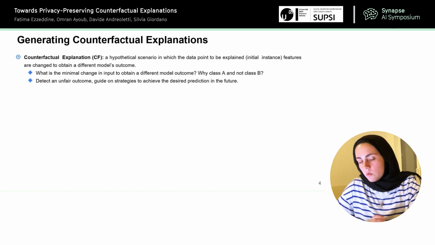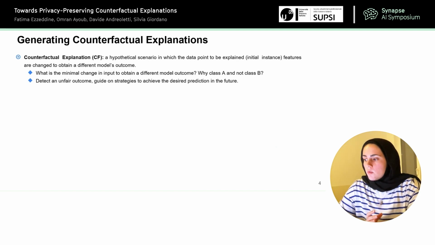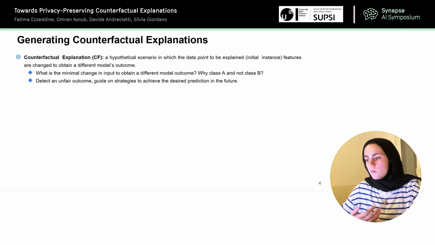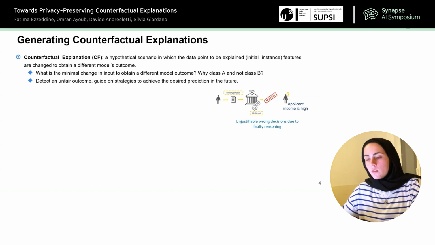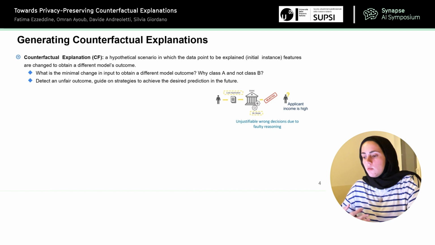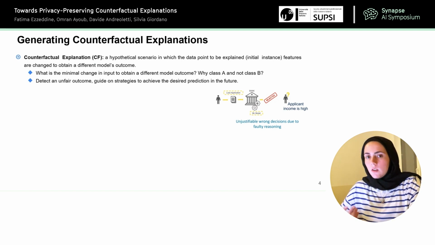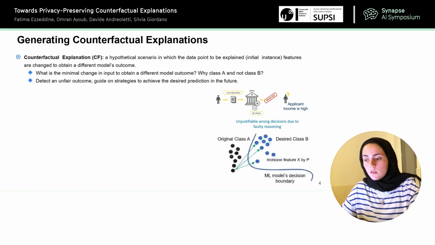For the counterfactual explanation, which we'll be focusing on in this presentation, a counterfactual explanation is basically a hypothetical scenario in which we want to explain a specific data point by giving some actions and some explanations on what features to change in order to get into another class, for example, changing from class A to class B. And this can help us detect unfair outcomes and have strategies on how to alter or change the decision for future uses. For example, a person who had his loan rejected wants to know what features he should change and what he should alter in his behavior in order to get his loan accepted. And also, maybe we want to have justification to detect a wrong decision. If we have faulty reasoning, this is how counterfactuals can help us.